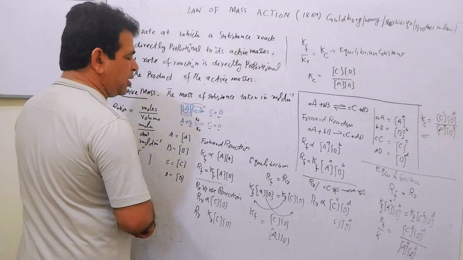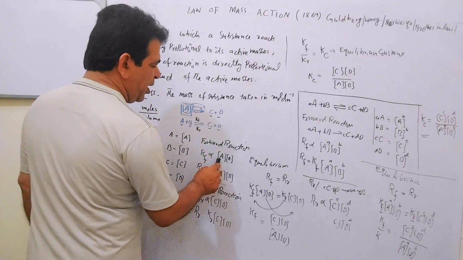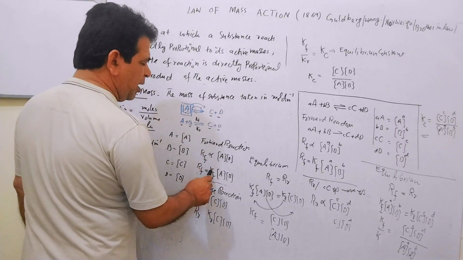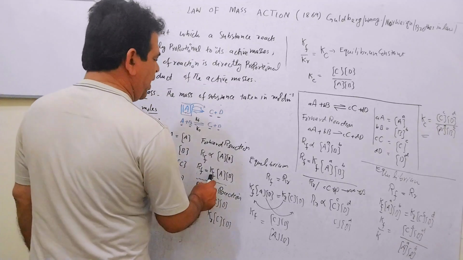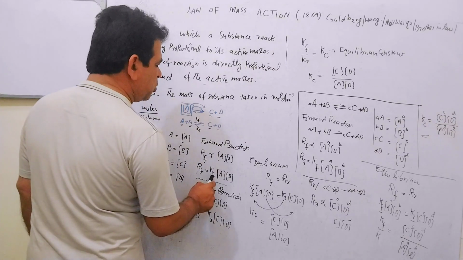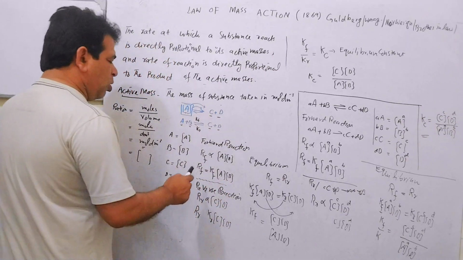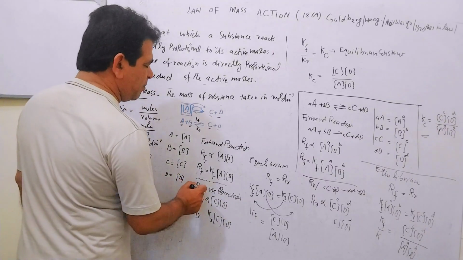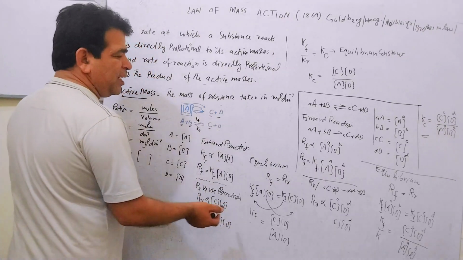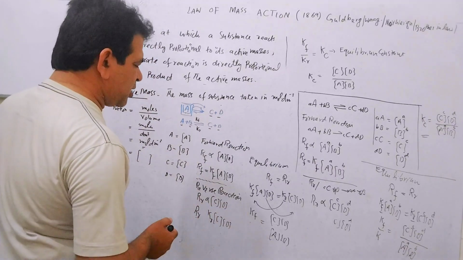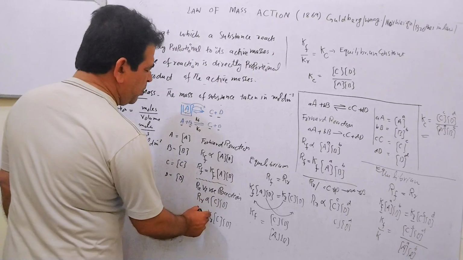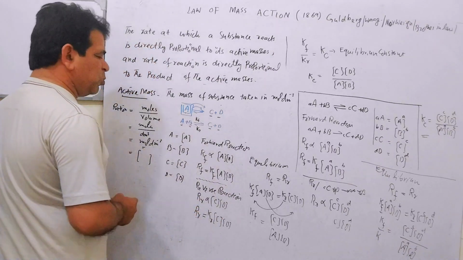The rate of forward reaction, dear students, is directly proportional to the product of [A] and [B]. We replace the proportional sign with an equal sign and put a constant here, Kf. So the rate of forward reaction will be equal to Kf into [A] into [B]. Now we can write the rate of reverse reaction, which will be directly proportional to the product of [C] and [D], as C and D take part in the reverse reaction to produce A and B. So the rate of reverse reaction will be equal to Kr into [C] into [D].